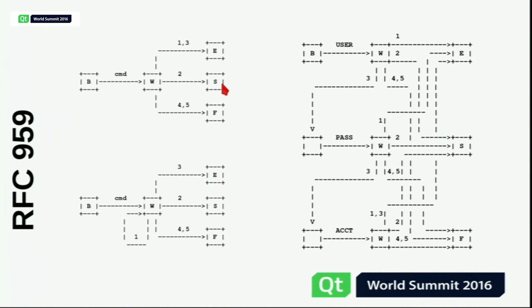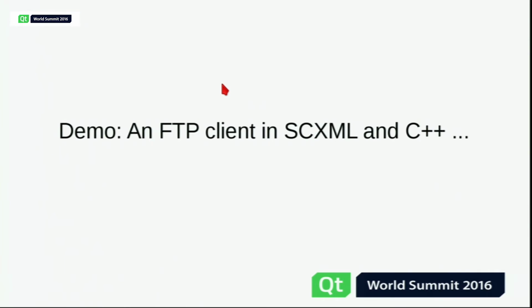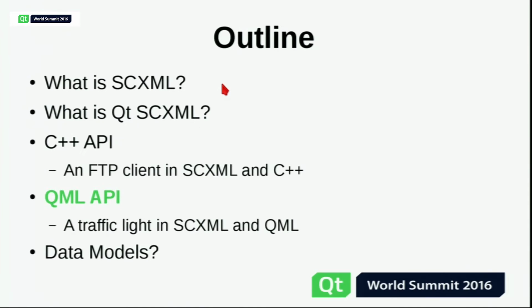Okay, but back to the general tale here. So you've seen the demo, the first one. Now I'm going to talk a bit about the QML API, and you're going to see the traffic light as the second example.